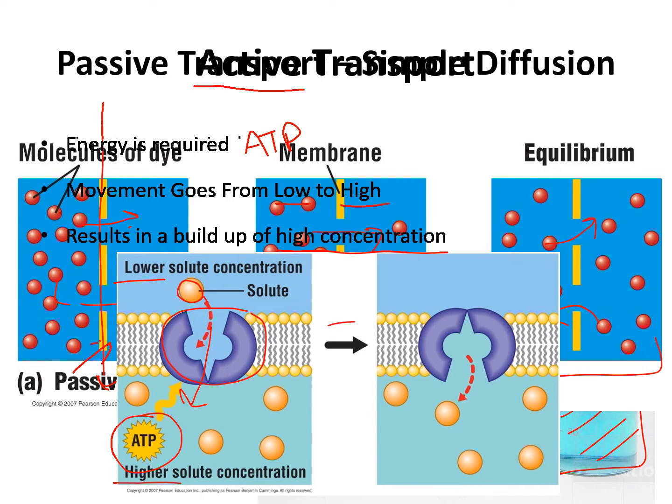And what you end up doing is creating an area of high concentration and an area of low concentration. So that's a concentration gradient. And because of that, active transport never results in equilibrium. It's more like you're sort of stockpiling molecules on one side of the membrane.